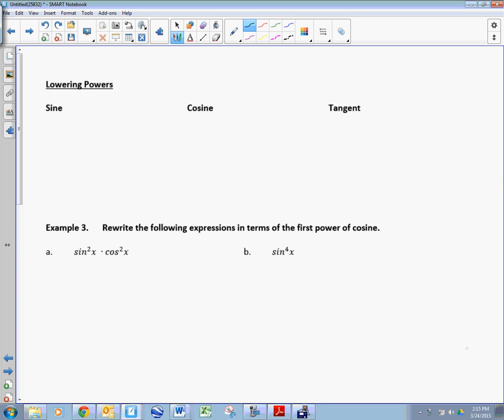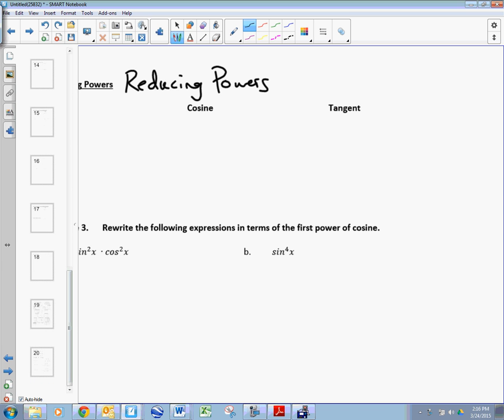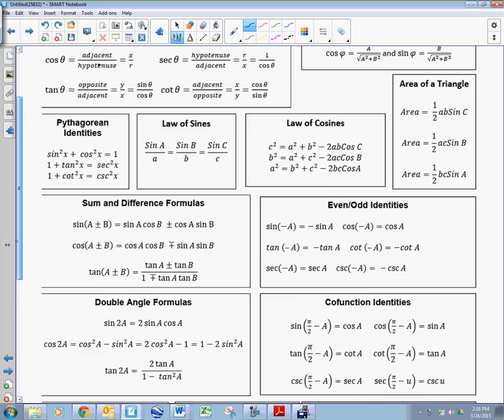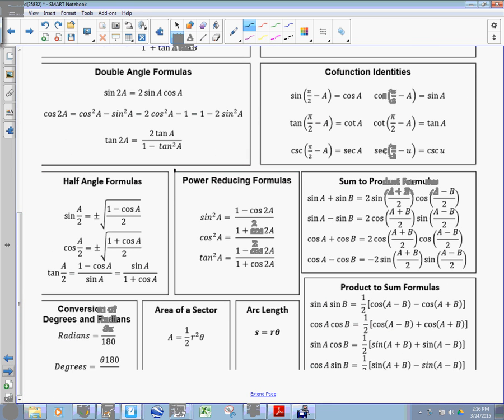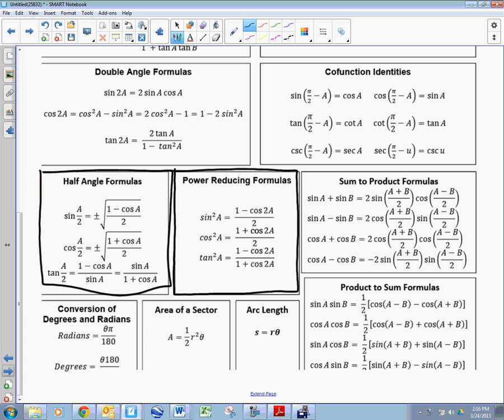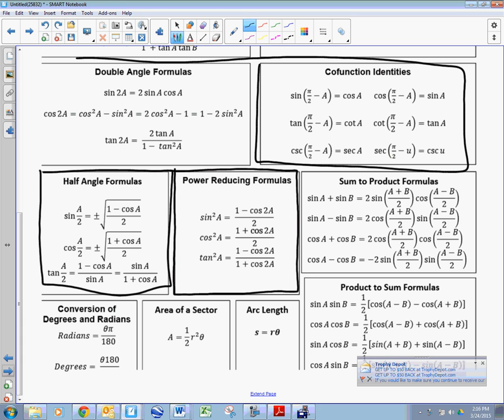Okay, lowering powers formulas, or reducing. As I look at this piece right here, reducing powers, this is the section I'm looking at. So we already did the half angle formulas, haven't we? We've already done cofunction identities. We've done double angles. We've done almost it all now.